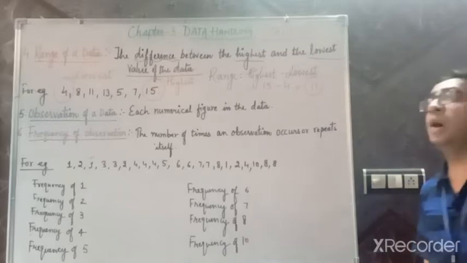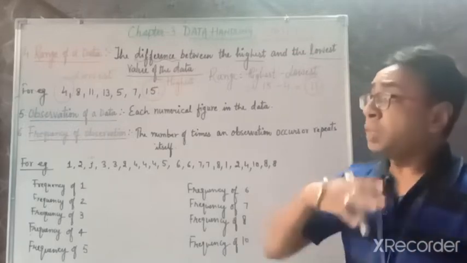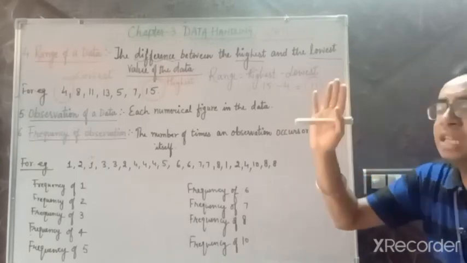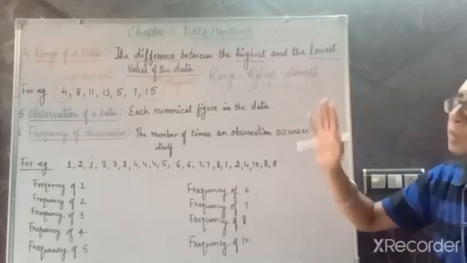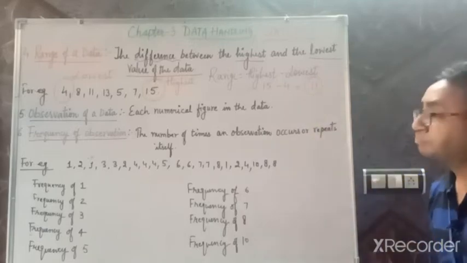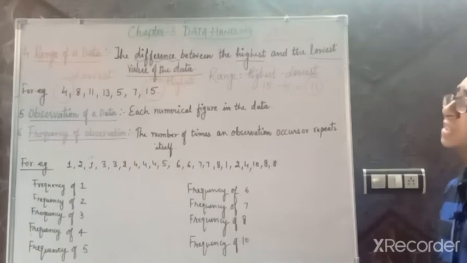In Exercise 3.1, you will see a complete exercise based on finding the range of the given data. So you see the highest value, you see the lowest value, find the difference, that is the range. Simplest formula. Are we clear? Next, observation of the data.